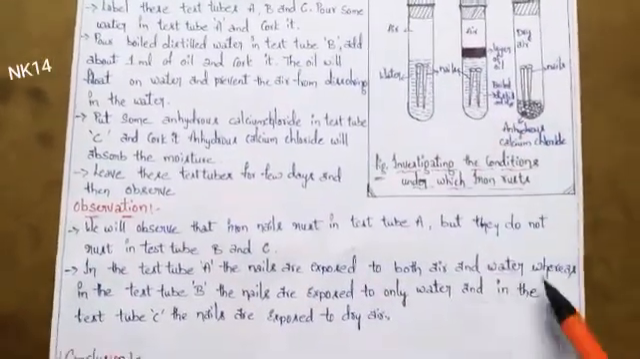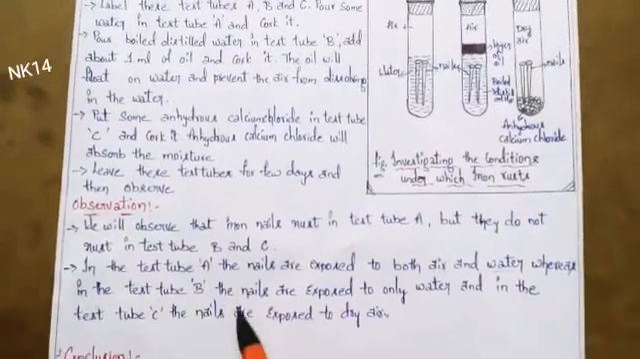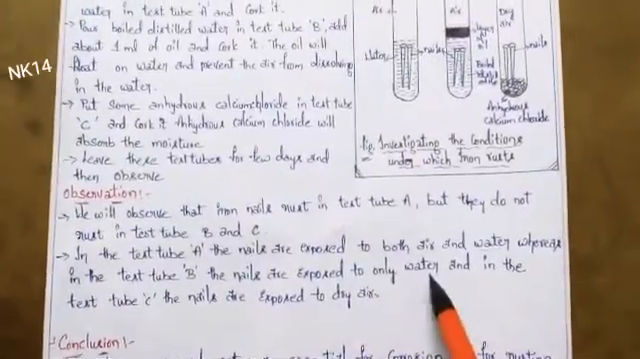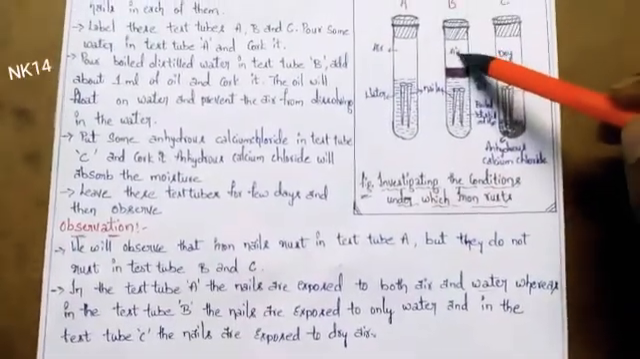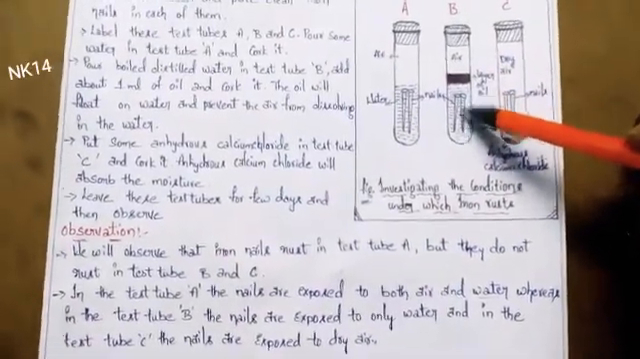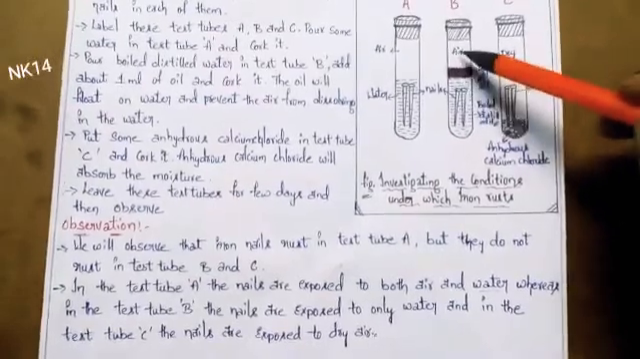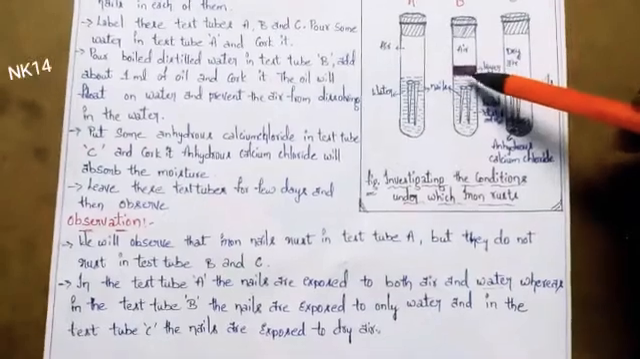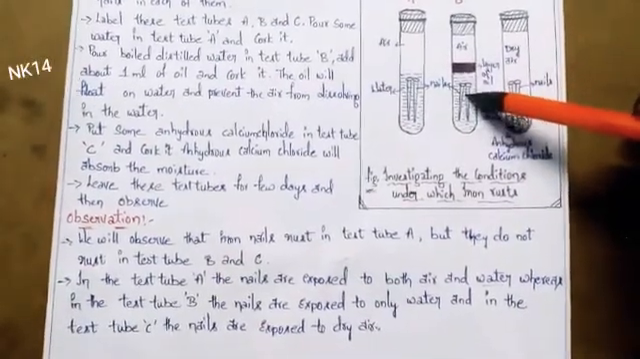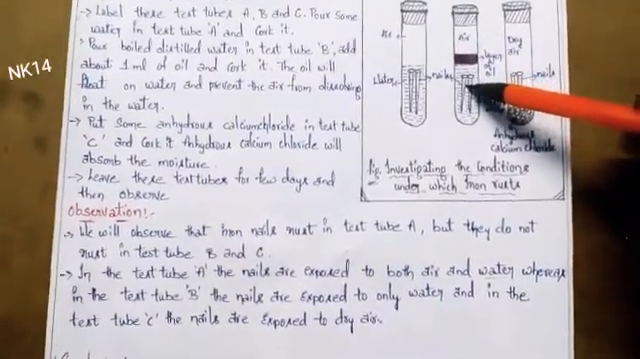Coming to B, in test tube B, the nails are exposed to only water. So I already said the oil will prevent the air from getting in contact with the water. As it is preventing contact between the air and water, there is no moisture, so the nails in the water will not get any rust.